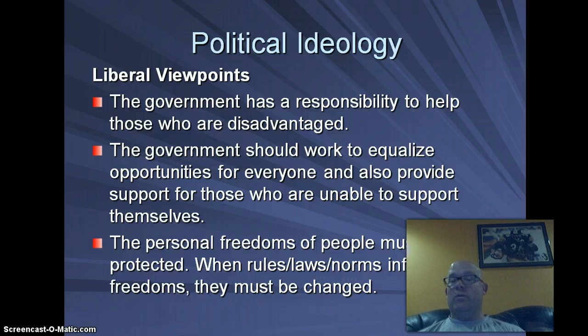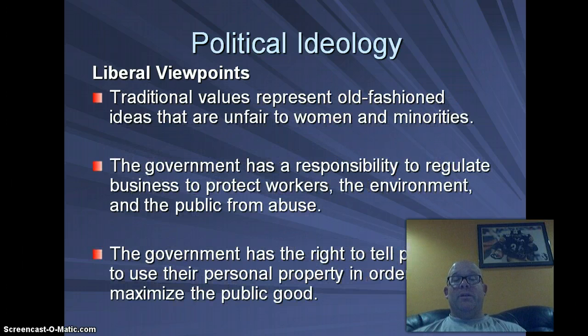Liberal viewpoints also are going to embrace the idea of protecting personal freedoms. Again, that balance between freedom and security is really going to tip towards the freedom side when we're talking about a liberal viewpoint. Continuing with liberal viewpoints, we have traditional values. The belief of the liberal viewpoint is that traditional values are old-fashioned, and a lot of these ideas are really unfair to women and other minorities.